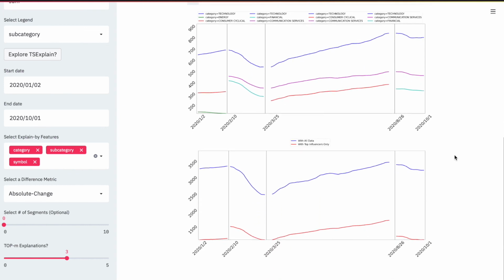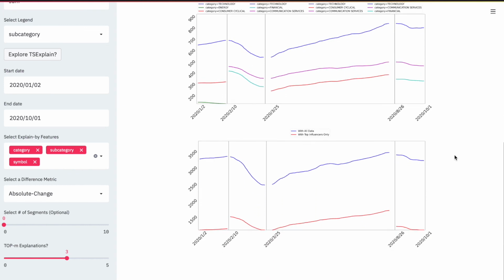The bottom figure compares the overall trend with the trend with top influencers only in each subsegment. The trends with top influencers only are already in a similar shape to the overall ones, which also indicates these top influencers can explain the ups and downs very well.